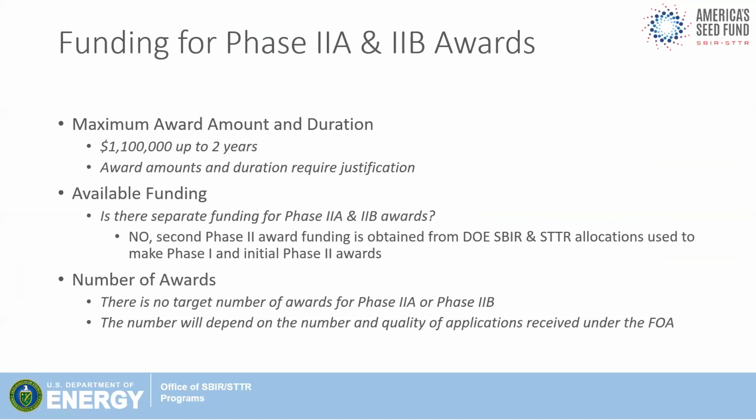And sometimes we get the question of, do we set aside money for phase 2A and 2B? And the answer is no. We have one phase 2 solicitation. All the phase 2, A, B, and C come in at the same time, and program managers are really allocating funds based on where they think they're going to get the most impact. Again, there's no target number of awards for either phase 2A or 2B. Everything, again, depends on how many applications come in and the quality of those applications.